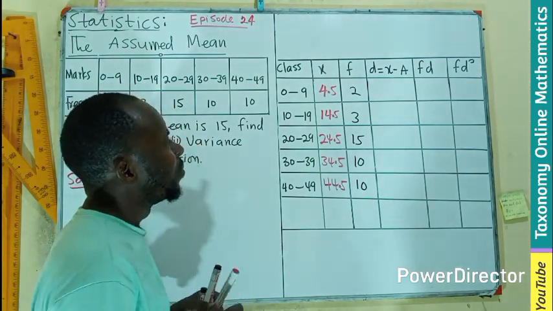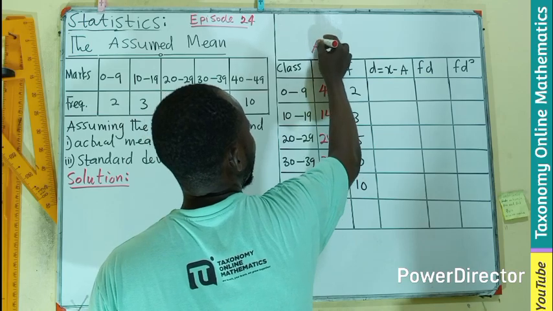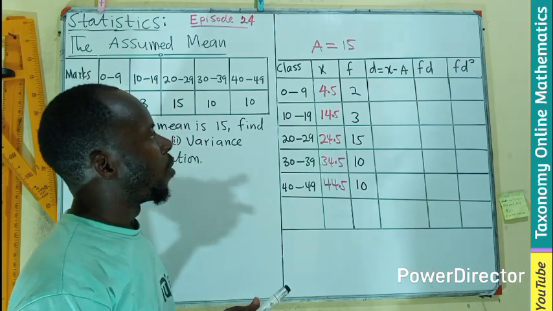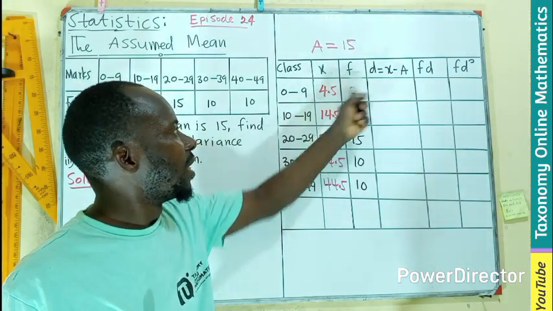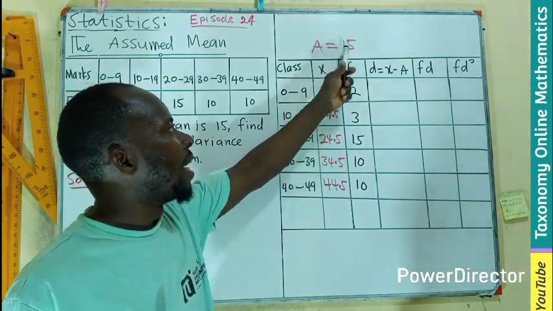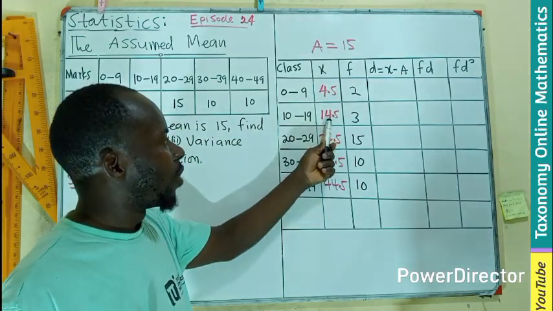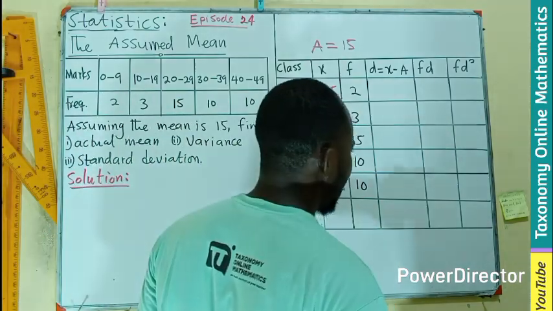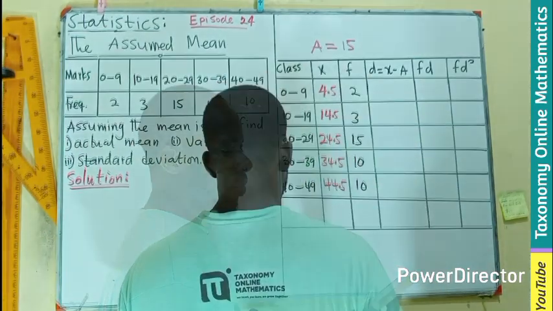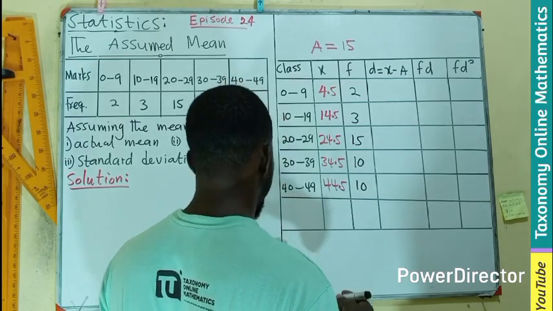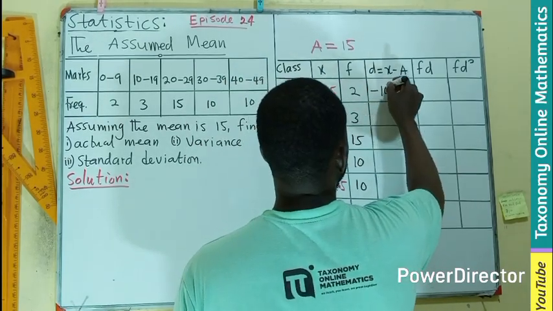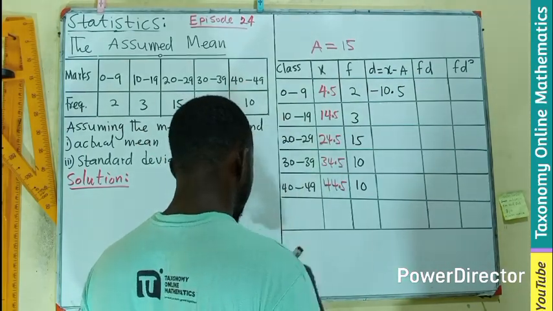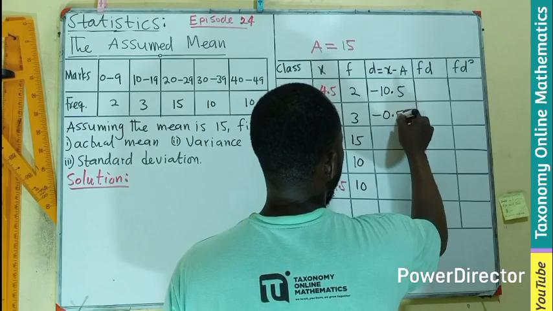All right, what do we need? We need our assumed mean, which is given to us as 15. So we subtract that value from all the x values for the d. So x is 4.5 minus 15, 14.5 minus 15, in that order. Let's subtract and see what the result will be. When we subtract the first one, 4.5 minus 15, you get negative 10.5. 14.5 minus 15 will give you negative 0.5.